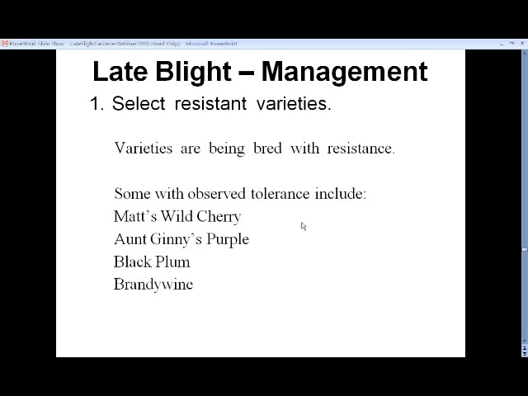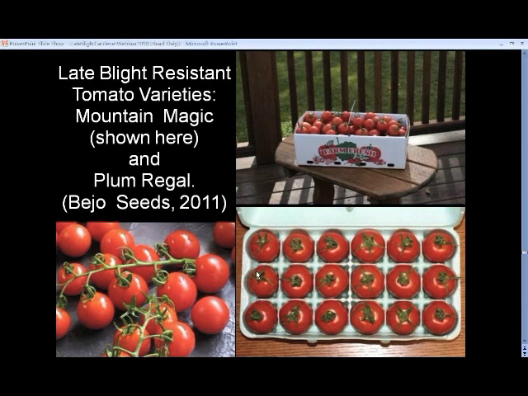Last year, a number of gardeners and also commercial farmers observed tolerance with a couple of different tomatoes, in particular Matt's wild cherry, some other cherry types. There's some other varieties that looked like they had some tolerance. So they certainly are an option, one way to try to control late blight.